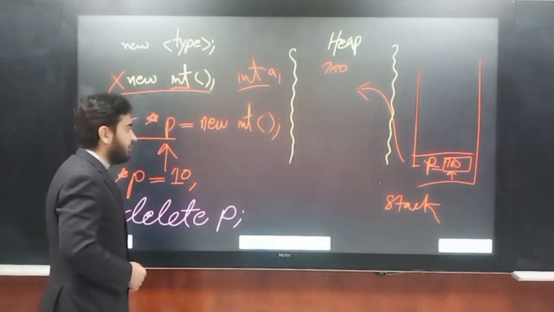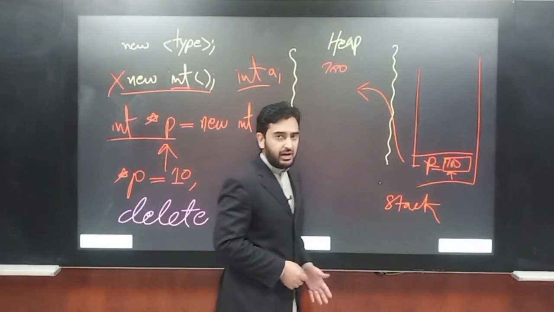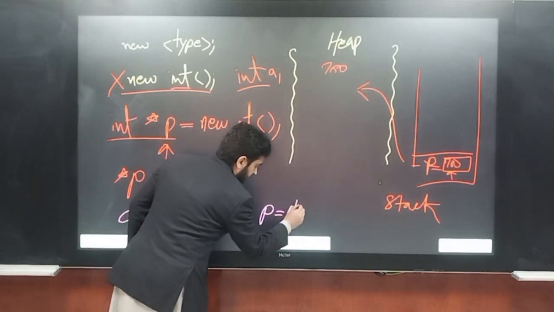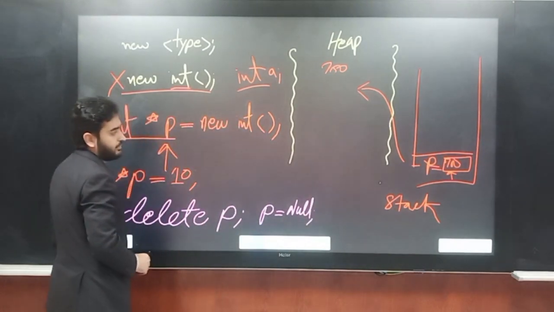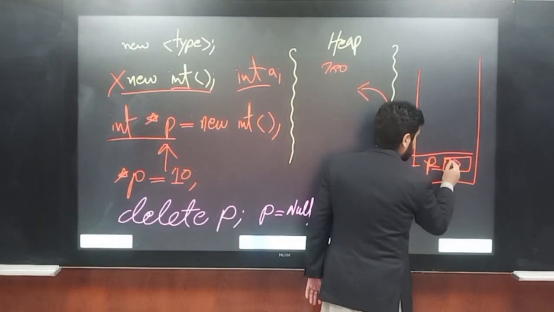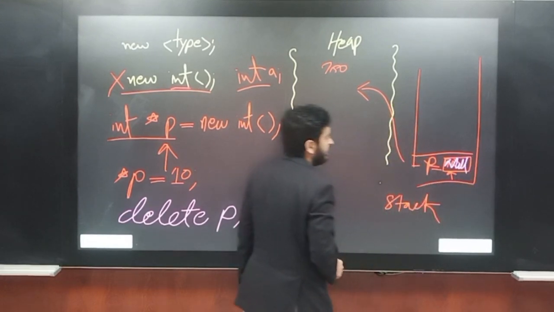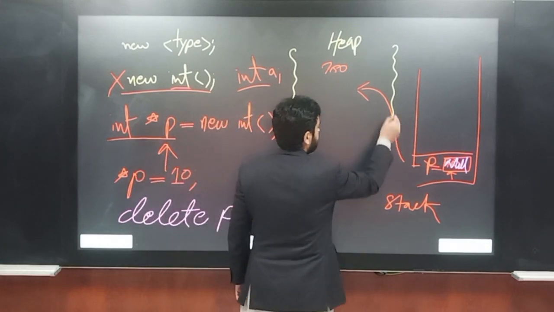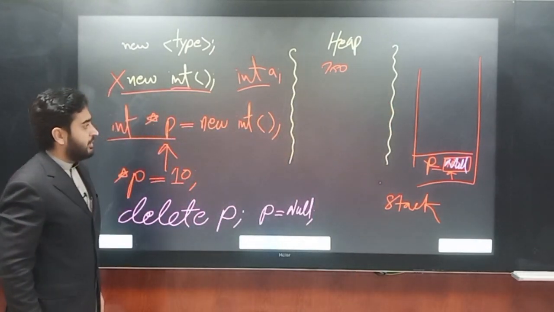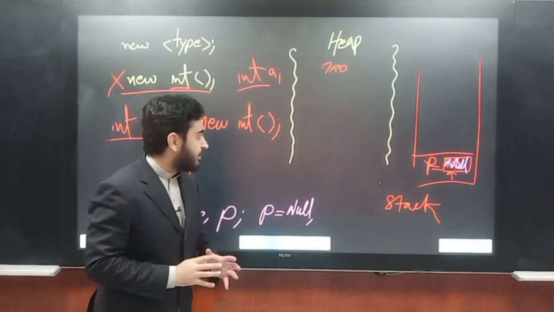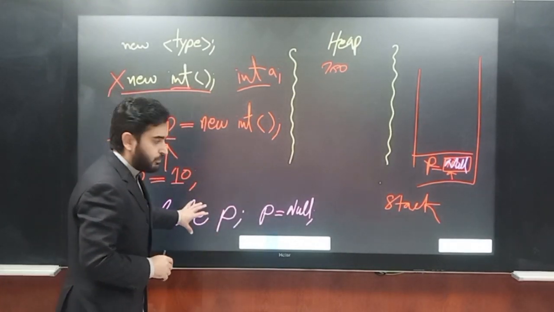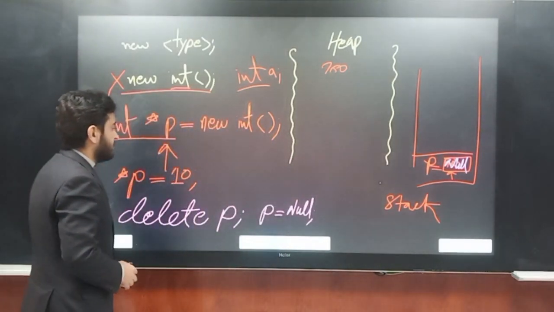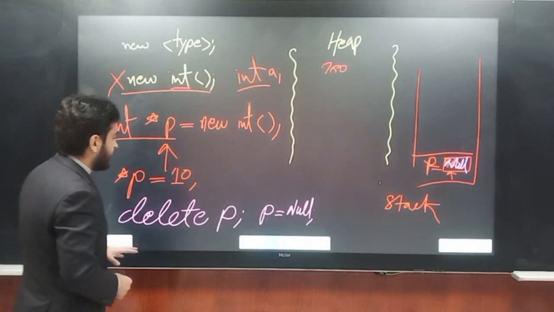So what should we do now? Now the P can be assigned a null value. Okay, P is equal to null. So it means that this value will be replaced with null, and we are going to delink the space. So we are actually removing the dangling problem of the pointer in the programming, so that we may not use P illogically.